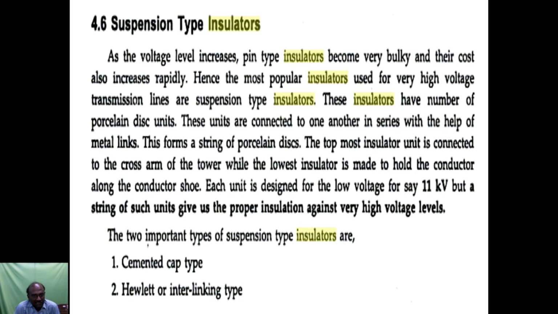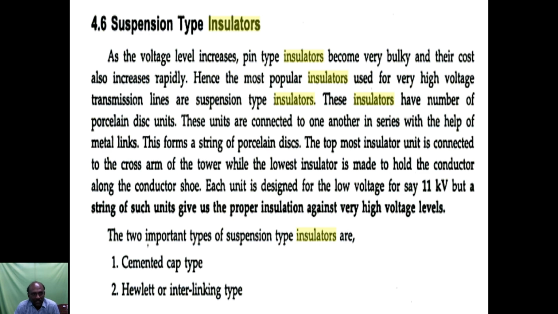Next one, suspension type insulators. It is being suspended from the pole, and in that way it is named suspension type insulators. As the voltage level increases, pin type insulators become very bulky, because we increase the number of pieces. At that time, comparing the cost also, we can go for an alternative, that is suspension type insulators. The most popular insulators used for very high voltage lines are suspension type. So mostly we are using these suspension type insulators.